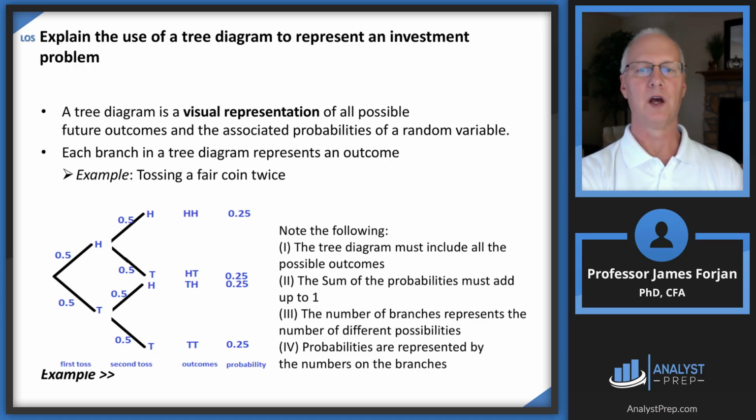All right, so here's a visual representation of all possible future outcomes. Here's the simple example. Let's suppose that we're going to toss a coin 2 times. All right, so here we are all the way at the left. So what do we know?